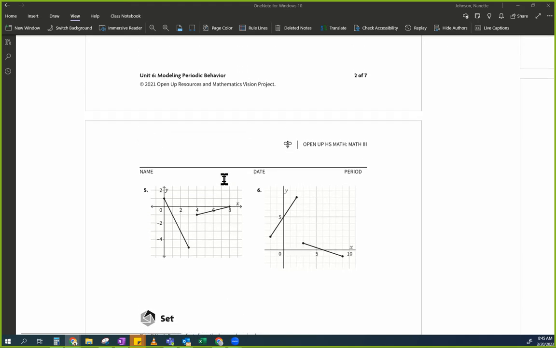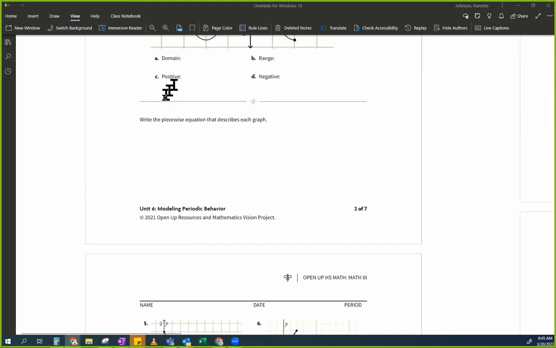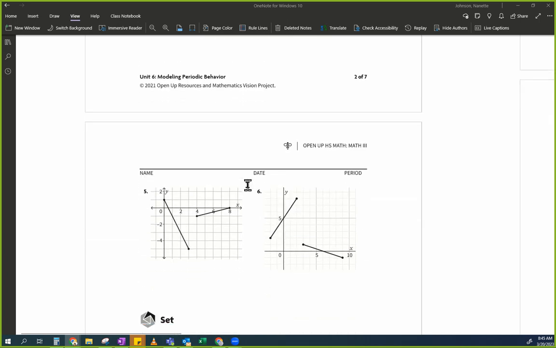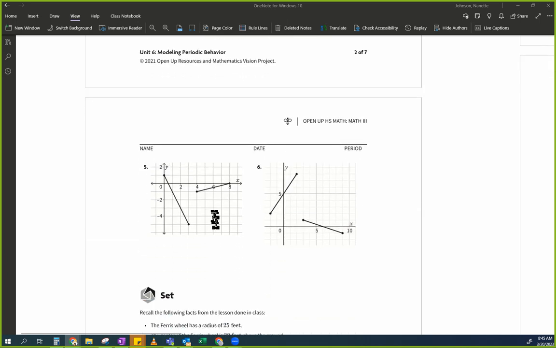Okay, for number 5, it's asking us to write the equation of the piecewise function, right? A piecewise function is named appropriately. It's in a bunch of pieces. So there's this piece and then there's this piece. So when you're writing a piecewise function, I ignore the fact that there's two pieces. I write both functions and then I pay attention to where it is.